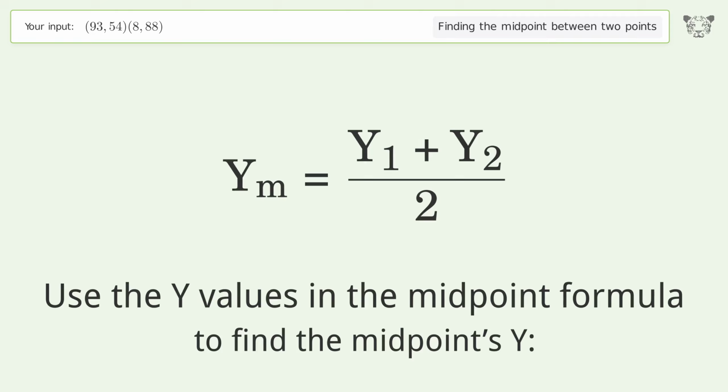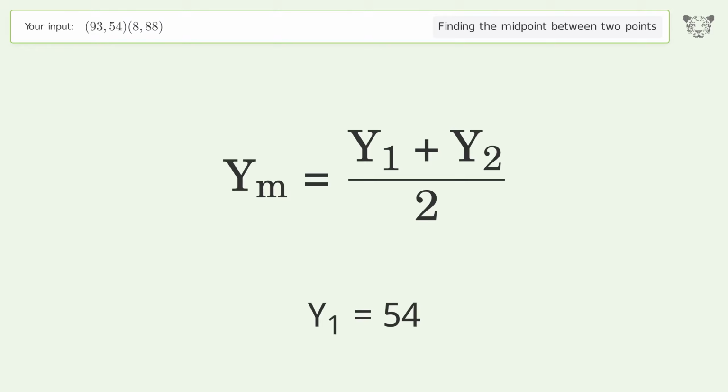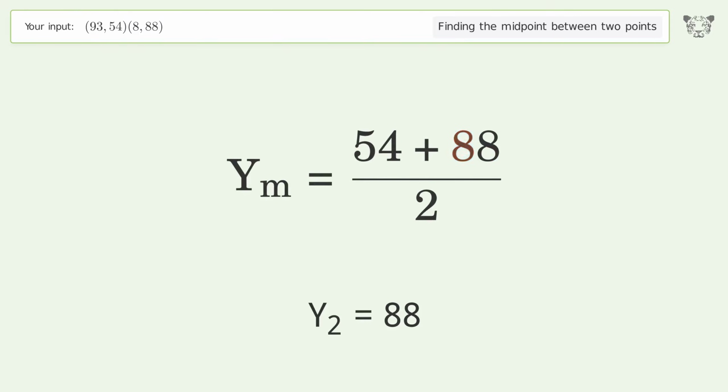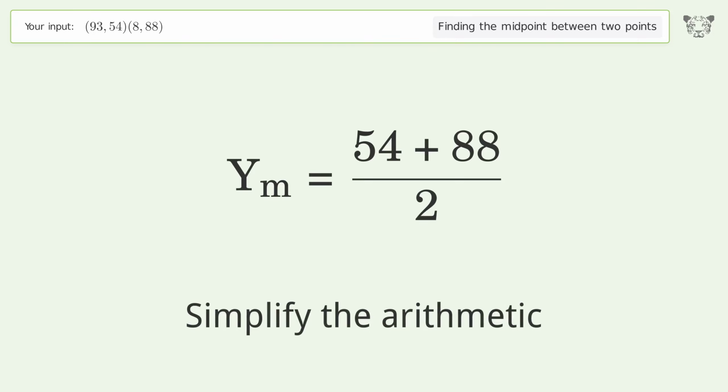Use the y values in the midpoint formula to find the midpoint's y. y1 equals 54. y2 equals 88. Simplify the arithmetic.